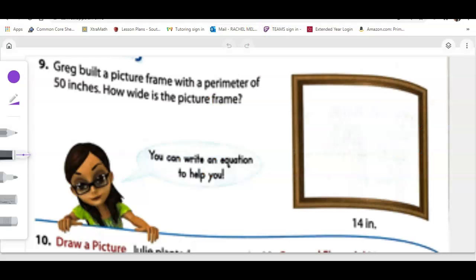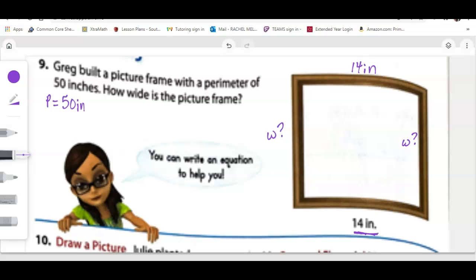All right, so on this problem it says, Greg built a picture frame with a perimeter of 50 inches. So I know the perimeter, the outside, is 50 inches. How wide is the picture frame? Well, they're telling me that the bottom is 14, which means the top has to also be 14. What we don't know is the width. We need to figure that out.